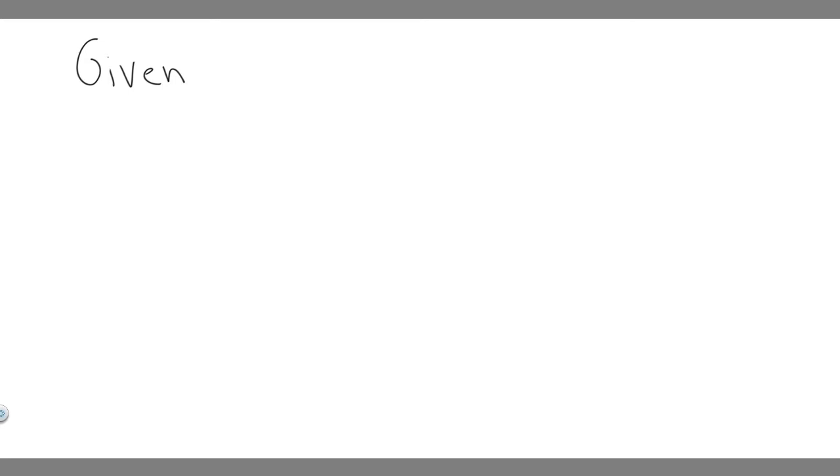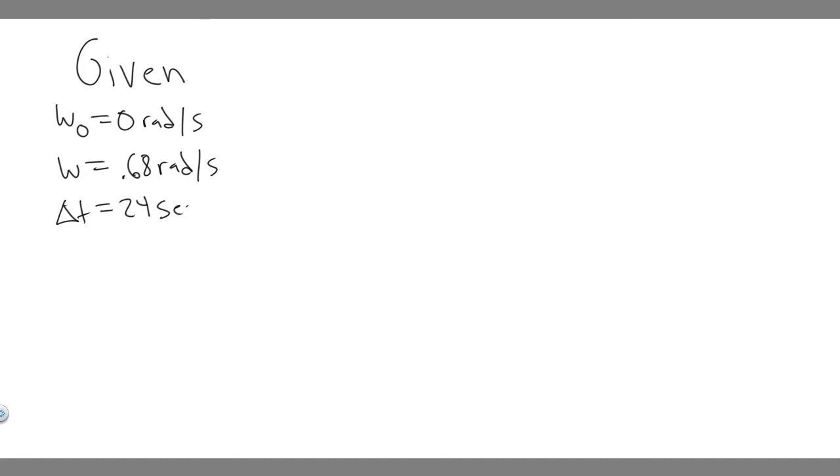We're told that the merry-go-round is going to accelerate from rest to 0.68 radians per second. So what they're telling us is the initial angular velocity and the final angular velocity. The initial angular velocity is going to be 0 because it starts from rest, so 0 radians per second. And then it's going to go to 0.68 radians per second. The time interval this is going to take is 24 seconds, so the change in time, delta t, is 24 seconds.